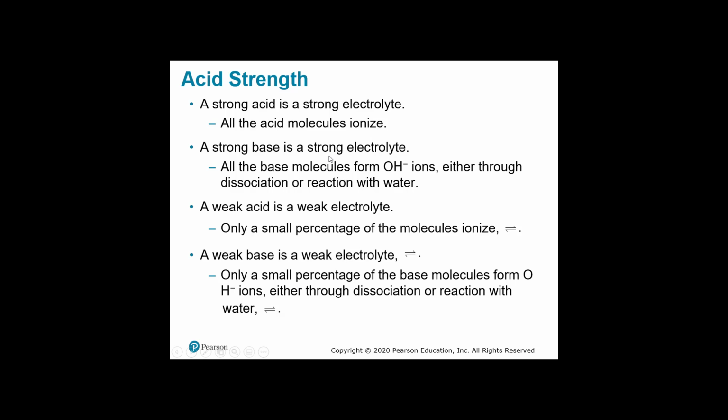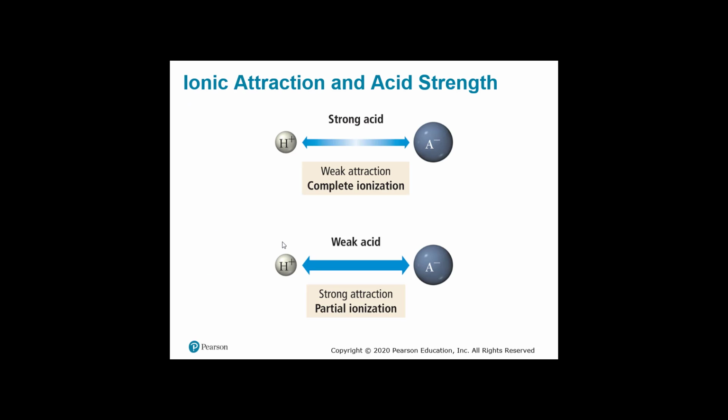A weak acid is a weak electrolyte, and remember that this is only a small percentage of the molecules ionized, while the majority stays intact. And a weak base is, and this is where the equilibrium arrows come in, the same. It is mostly intact, and only a small percentage of base molecules form hydroxide ions, either through dissociation or reaction with water, and that's where we see the equilibrium arrows again.